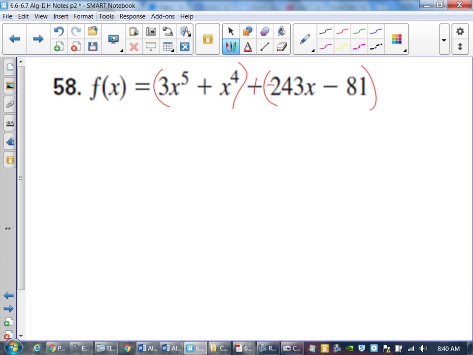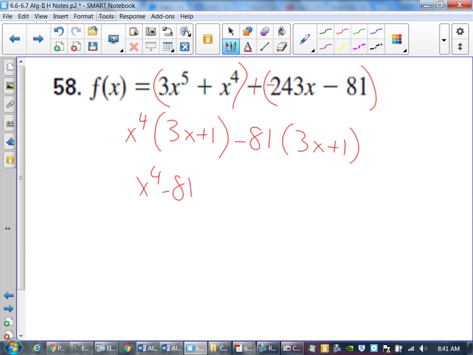What's the GCF there? What's the GCF here? Are those two terms in parentheses the same? Yeah. So you have x to the fourth minus 81 and 3x plus 1.